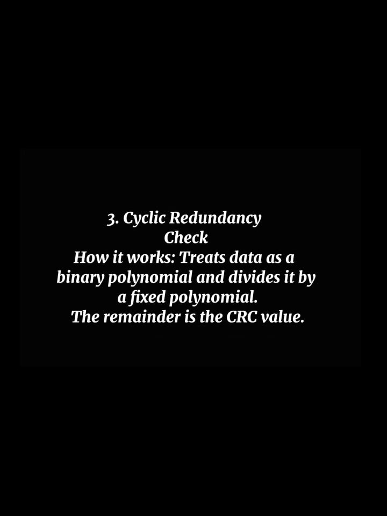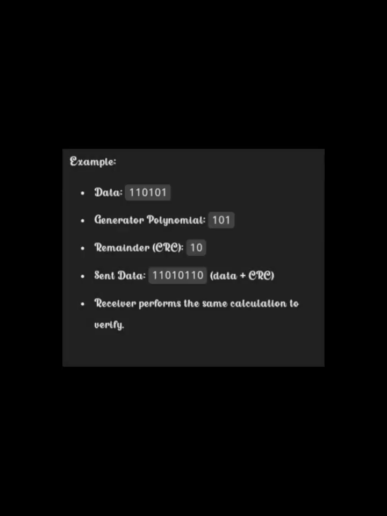This one is the CRC, or what we call cyclic redundancy check. How it works? Treats data as a binary polynomial and divides it by a fixed polynomial. The remainder is the CRC value. This is the example.